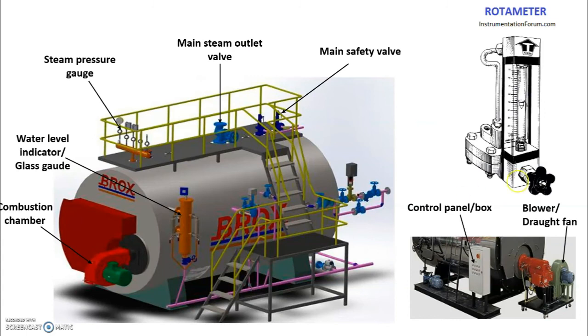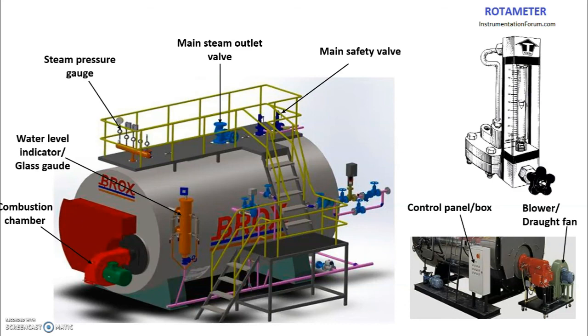Some of the steam boilers also have a draught fan or a blower. What does it do? The draught fan or blower sustains the burning gases inside the combustion chamber. It sustains them because it is blowing air upwards inside the combustion chamber.